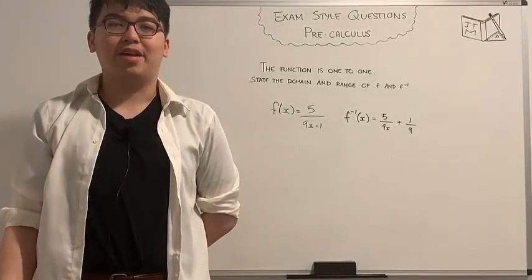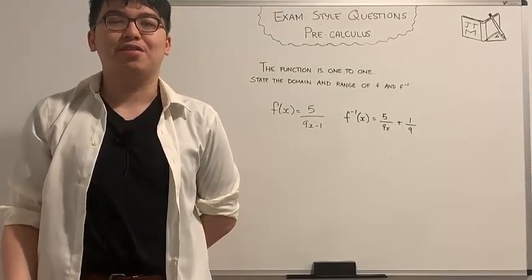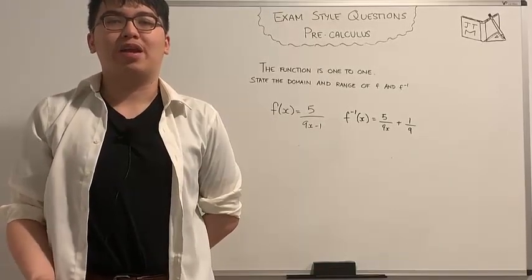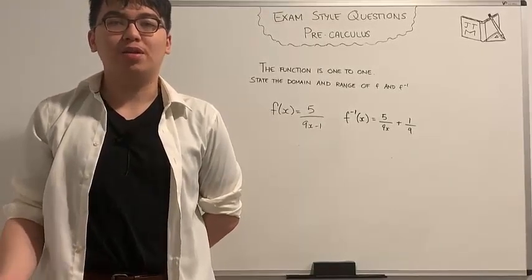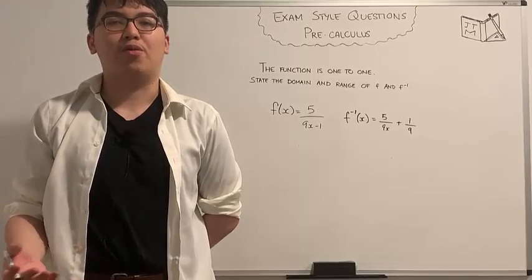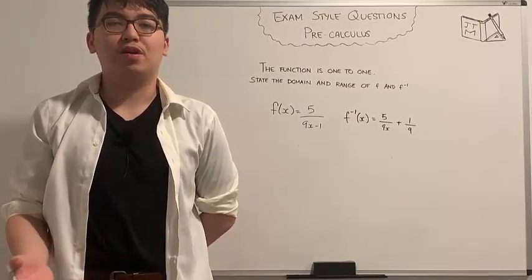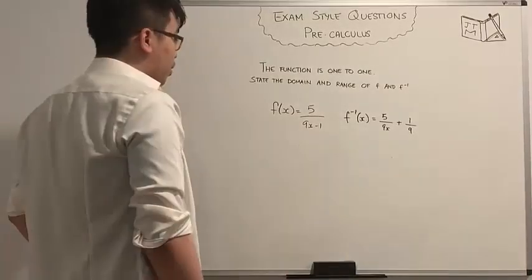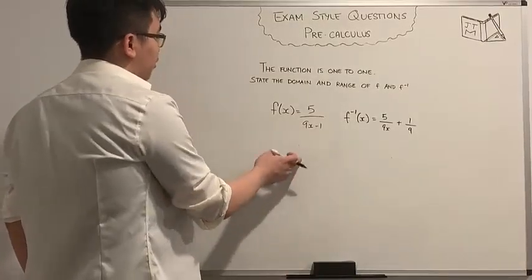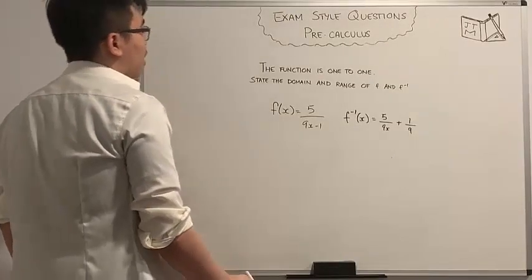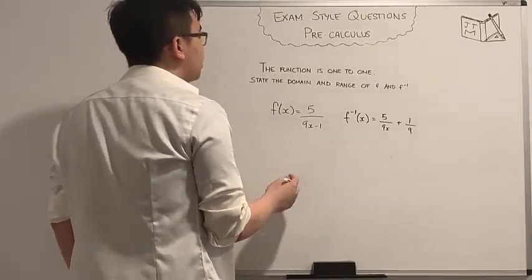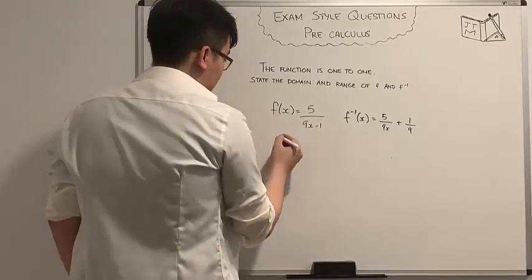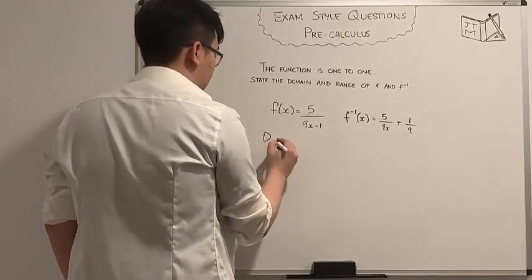We are not quite done yet because the question is asking for the domain and range of these two functions. Now remember that the original function is a one-to-one, meaning that we can find the domain and range of either of these functions and work out the domain and range of the other one. I'm going to start by finding the domain of the original function here. Now I see a division symbol, which means that we want to avoid division by 0.